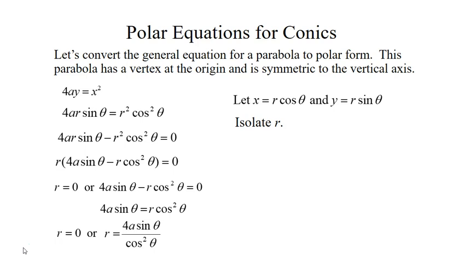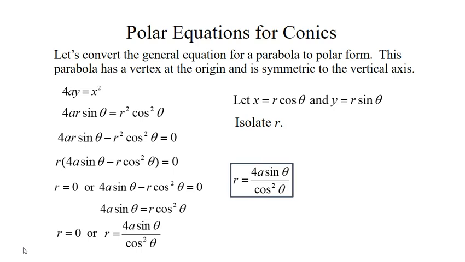Now looking at the second equation, r equals 4a sine theta over cosine squared theta, it's equal to 0 whenever the sine of theta is 0, such as at 0, pi, or 2 pi. So since we have r equals 0 in the second equation, we don't need the first equation, so we'll eliminate the r equals 0.